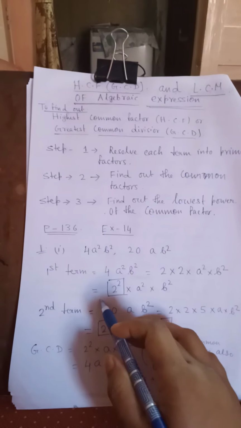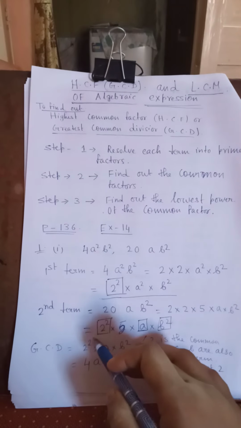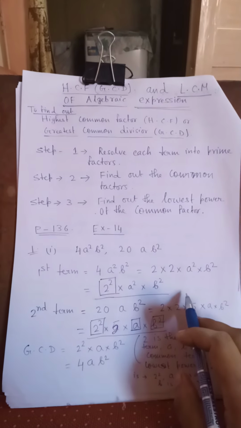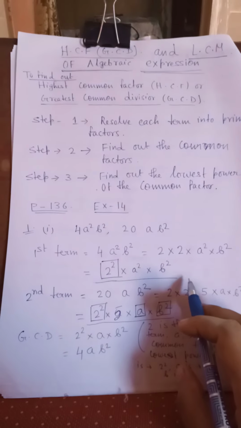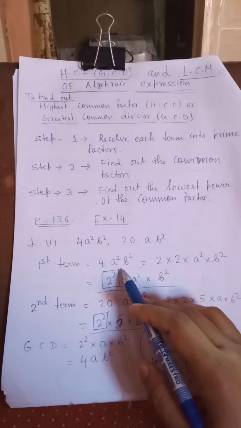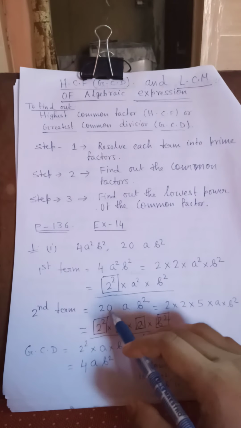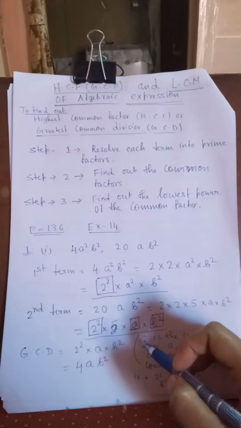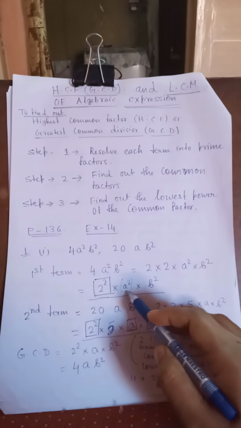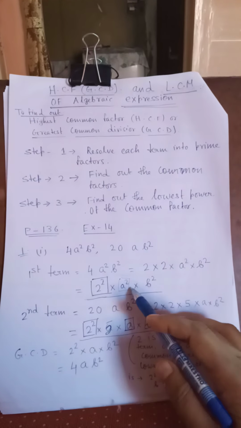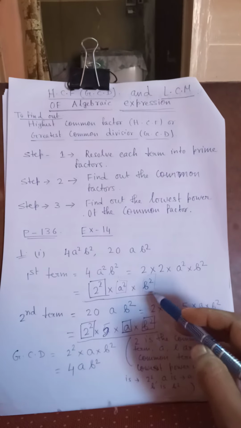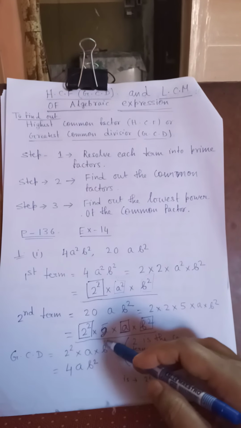Next, between these two terms, this is the first term, this is the second term. After resolving it into prime factors, first find out what are the common terms. 2 is a common term. 2 is present here, 2 is present here also. A is another common term. A is present here, A is present here. B is also a common term, but 5 is not a common term.